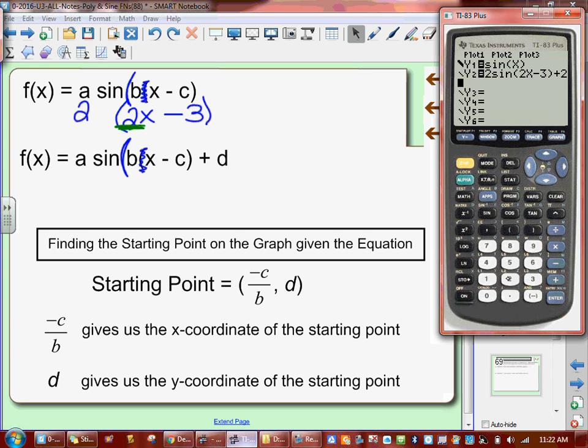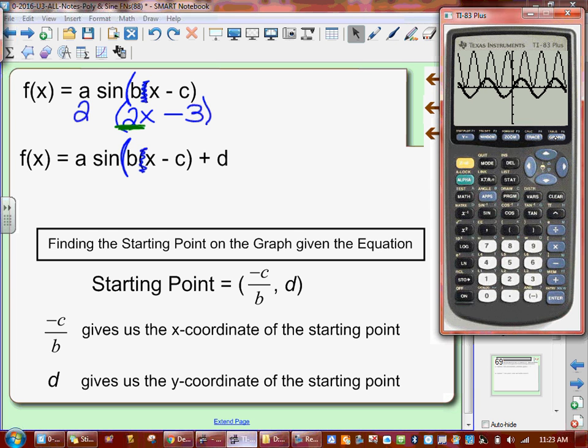It moved up vertically because I changed that d value. So when I change the d value, that means my midline changes. I'm changing the maximum point and I'm changing the minimum point just by changing that d value. So that's what's going on with those.